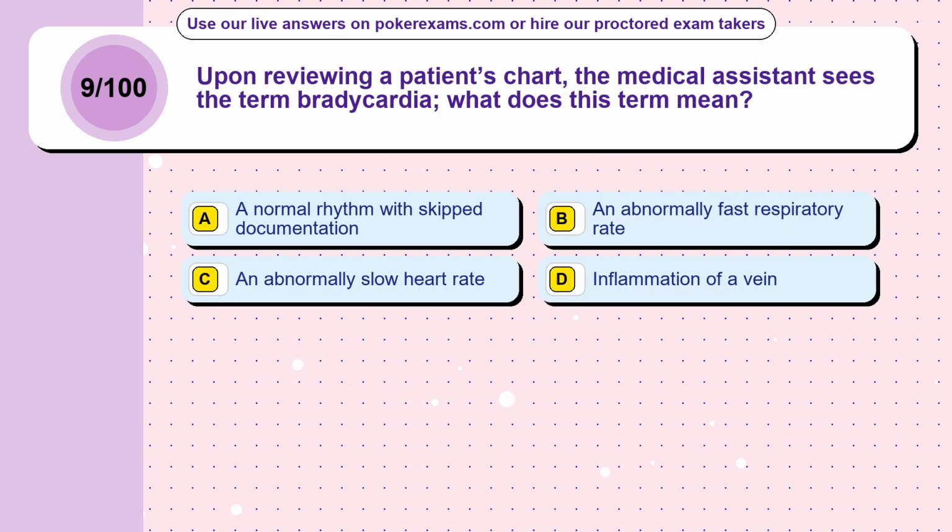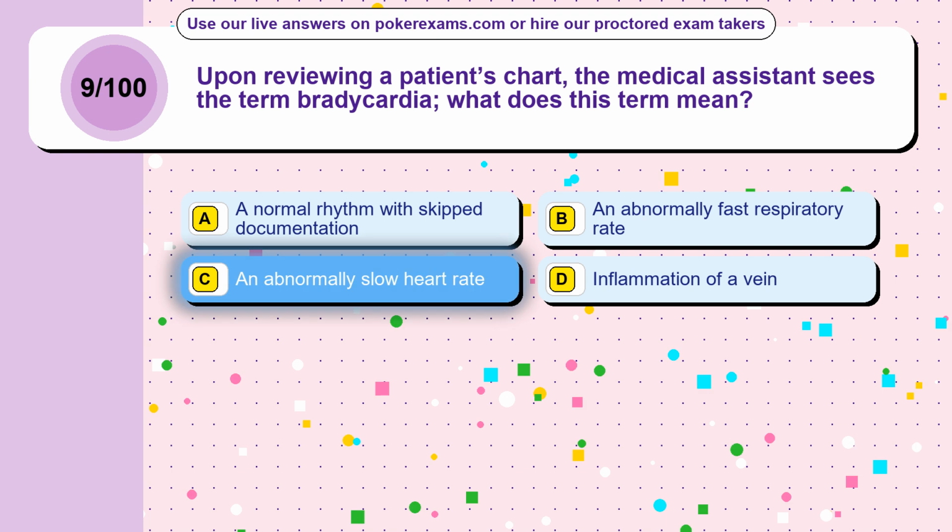Question 9. Upon reviewing a patient's chart, the medical assistant sees the term bradycardia. What does this term mean? Option A, a normal rhythm with skipped documentation. Option B, an abnormally fast respiratory rate. Option C, an abnormally slow heart rate. Option D, inflammation of a vein. The correct answer is option C, an abnormally slow heart rate.